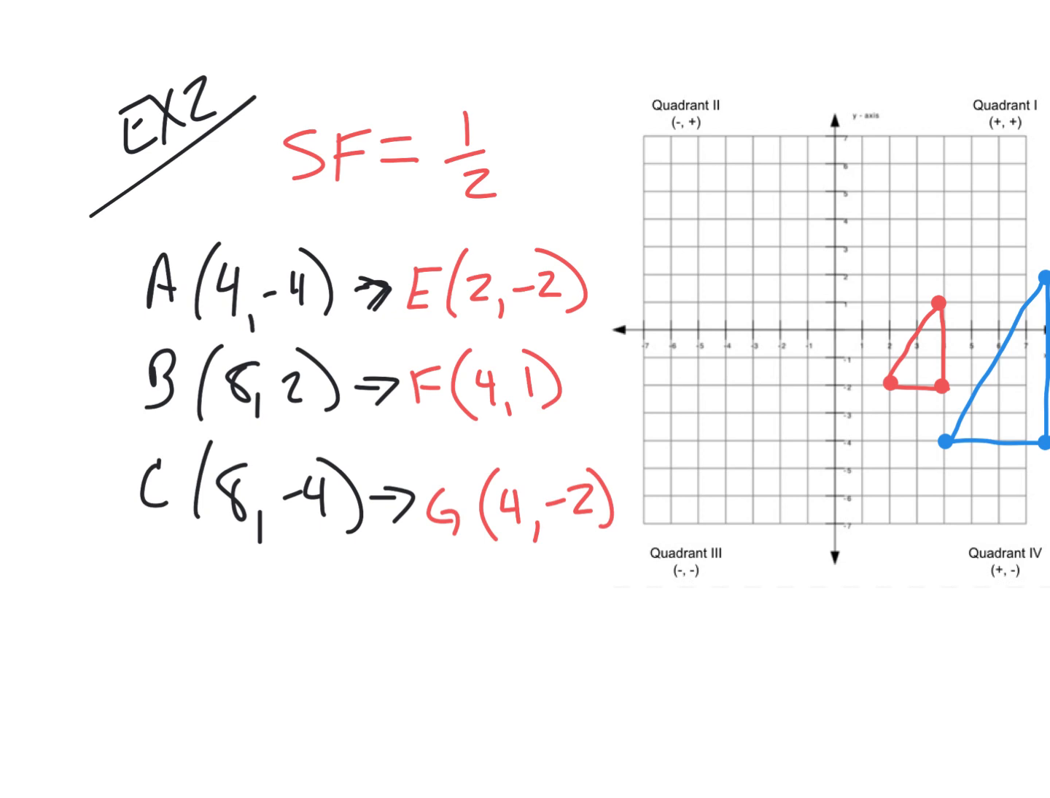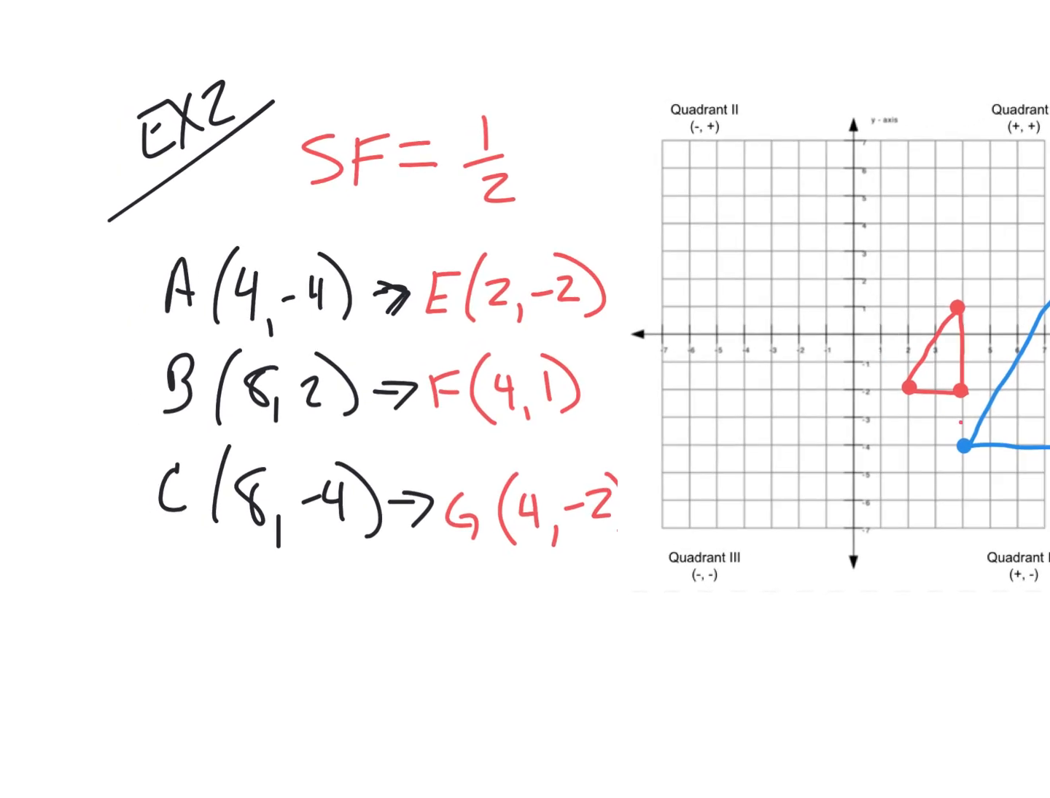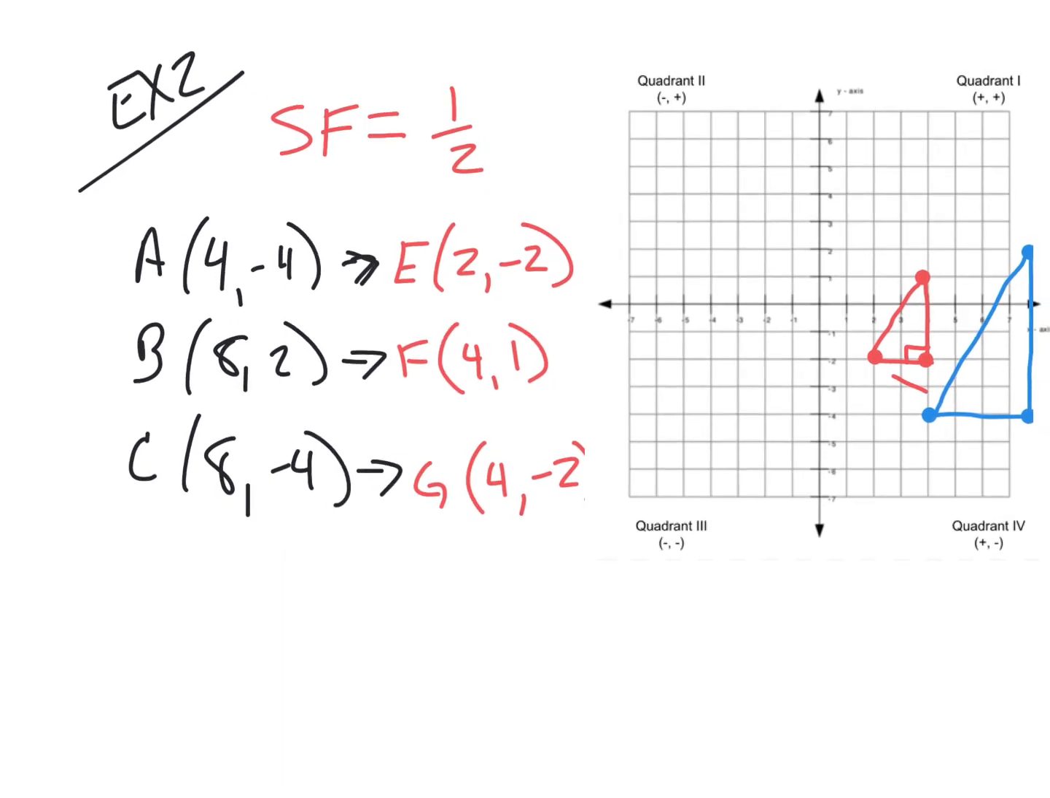Good. For B, it says verify that triangle ABC and DEF are similar. Our similarity rules, we have to find either angle-side-side, side-side-side, side-angle-side, any of those. We know that we have a right angle, right? This right here is a right angle. And this right here is a right angle. So already we have angles that match.